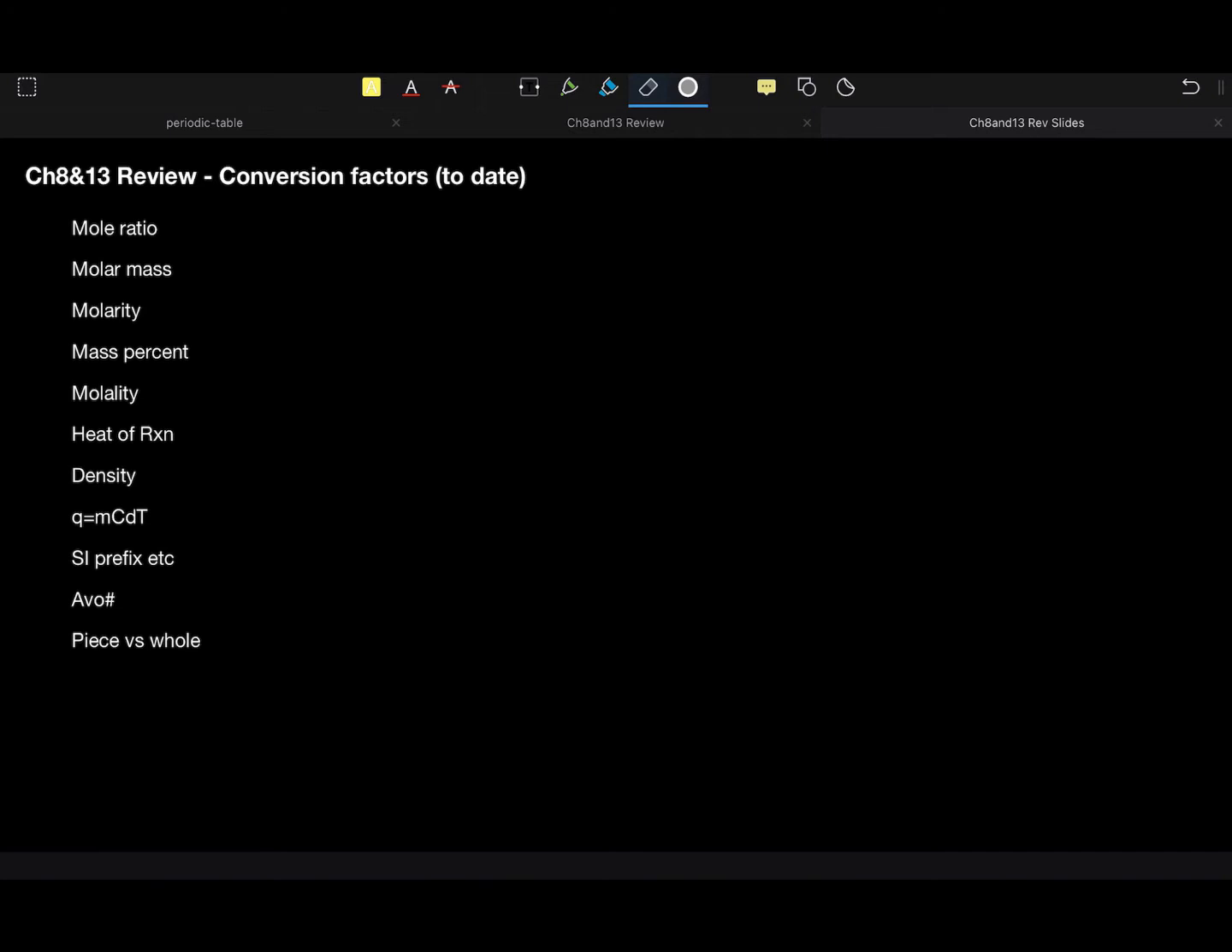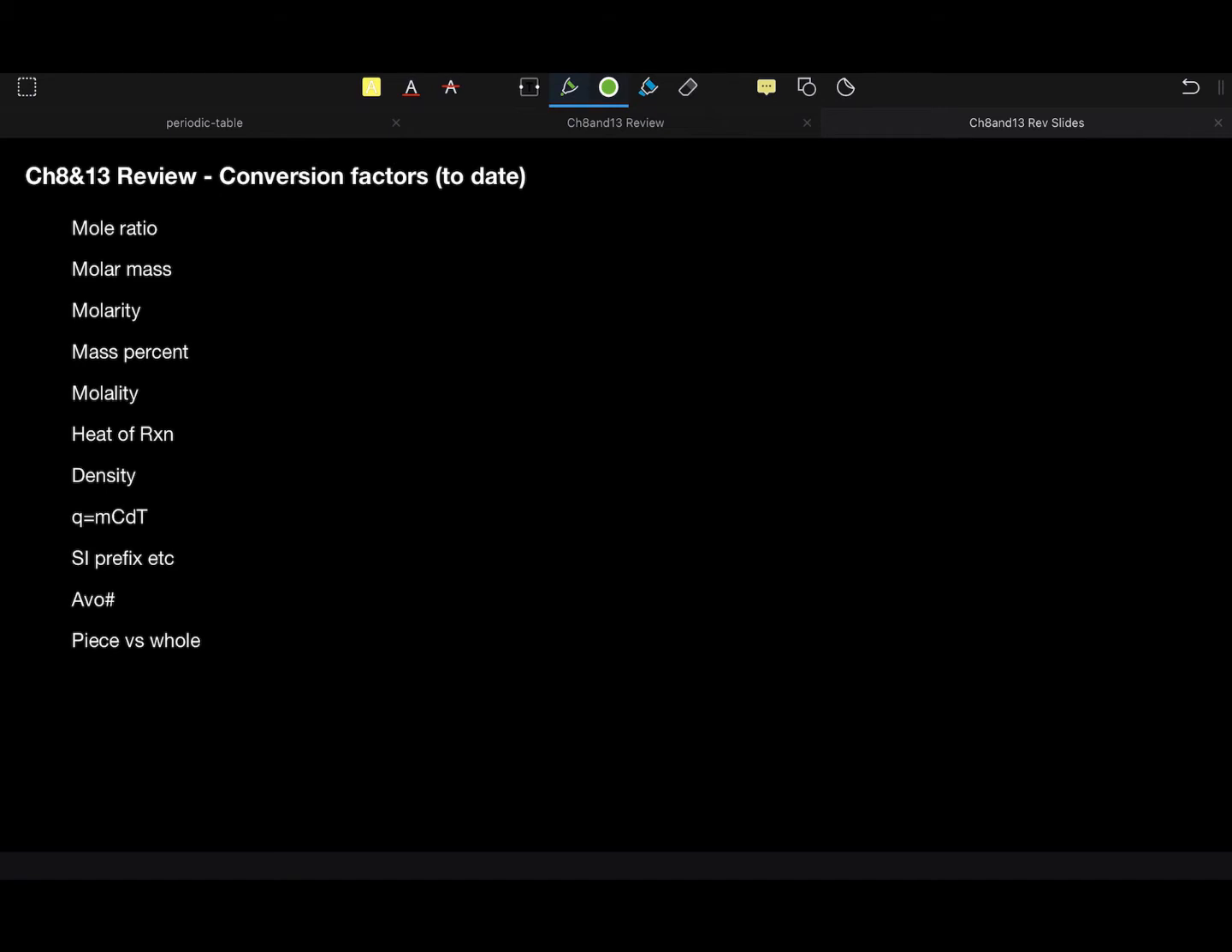First, we're going to start by refreshing our memory on all the conversion factors that we've learned to date. Not all of them, but most of them, because obviously we need to know what conversion factors we have, right? And then, really, most of what we're doing in Chapters 8 and 13 is just, how do we convert between what our given is and what our goal is?